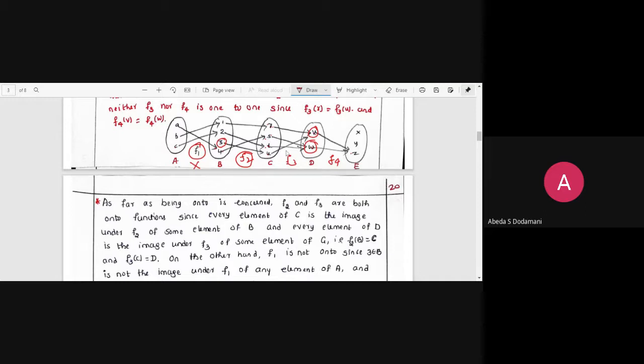F3 is a function and every element of F3 is having some or the other image here. Correct? That is the condition for onto. So whether F3 is onto or not? Is there any confusion? Onto, ma'am. It's an onto function.